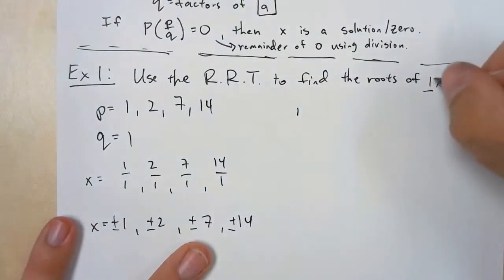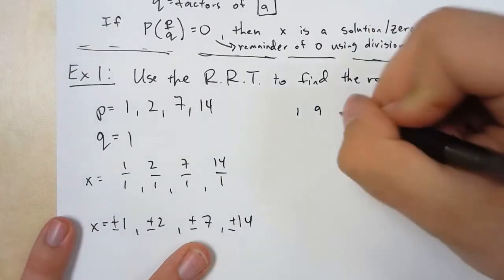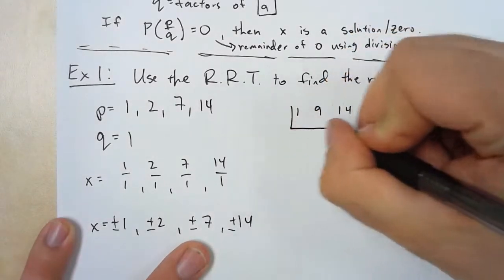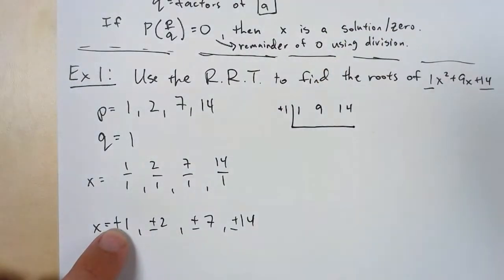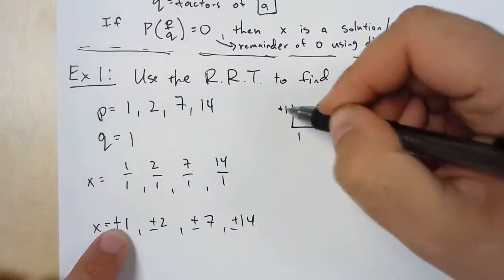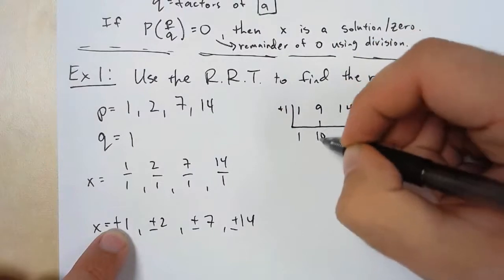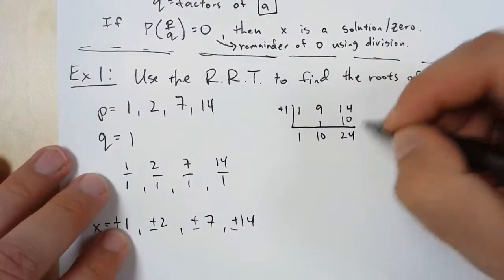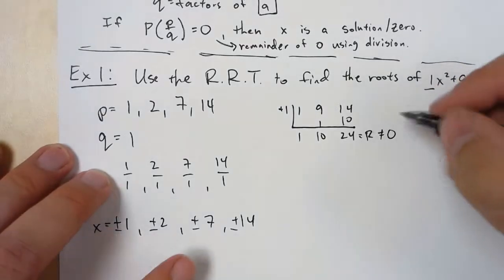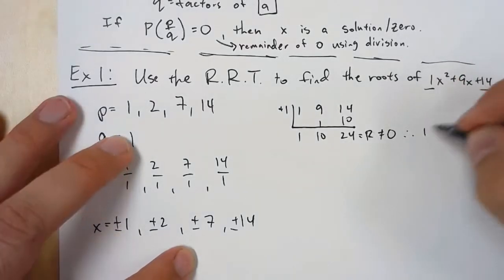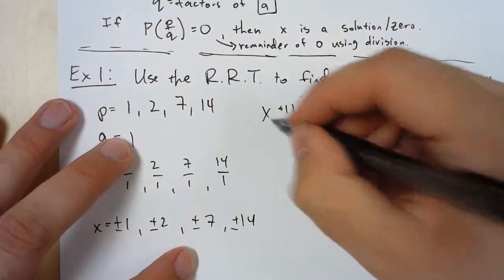So our coefficient of the first term, coefficient of the second, coefficient of the last, and we're trying it with, I just try 1 first, positive 1, because it's fun to do. So 1 times 1 is 1, 9 plus 1 is 10, 10 times 1 is 10, plus 14 is 24. Our remainder here is not equal to 0. Therefore, 1 is not a solution. So we say, no, it doesn't work.